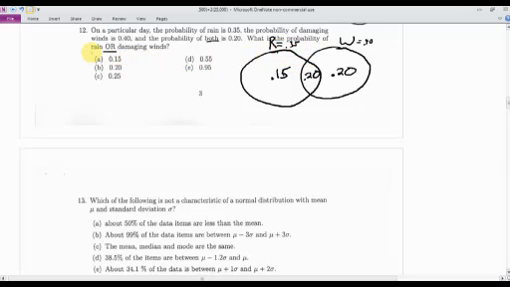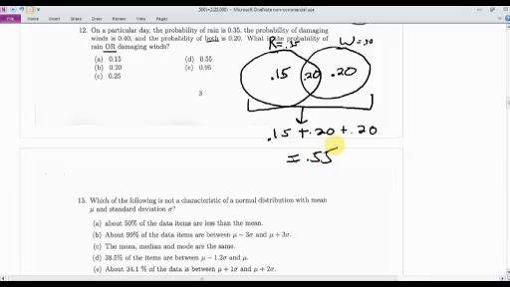What is the probability of rain or damaging winds? Now, rain or damaging winds means it can land anywhere in here. Well, that means it can be in the 0.15, it can be in the middle 0.2, or it can be on the outside, or the winds only, 0.2. When you add all these up, you get 0.55. So the probability of getting rain or damaging winds is 0.55.